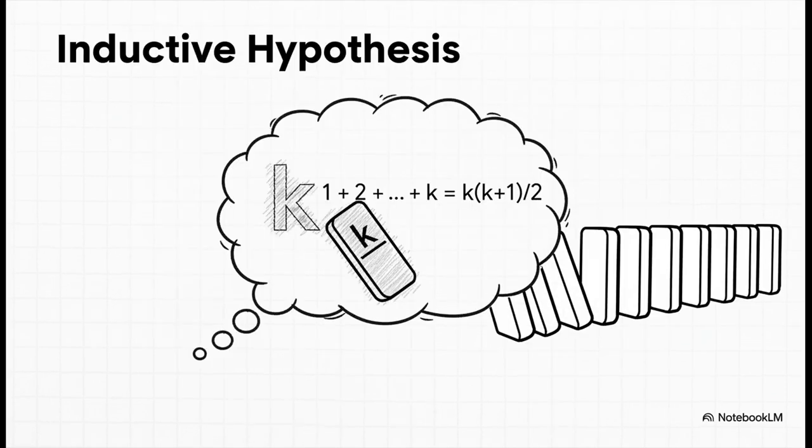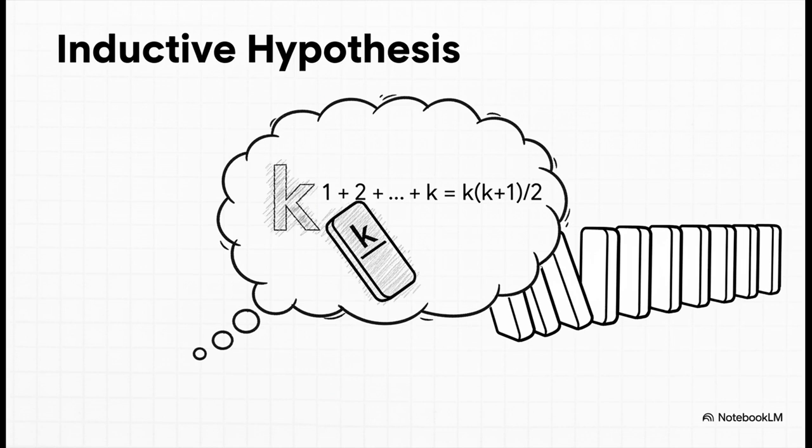Okay, now for part 2, the chain reaction. This is where we make our big assumption. It's called the inductive hypothesis. We're just going to assume, for a moment, that our formula works for some random number we'll call k. Think of this as us saying, okay, let's just pretend the kth domino has already fallen.